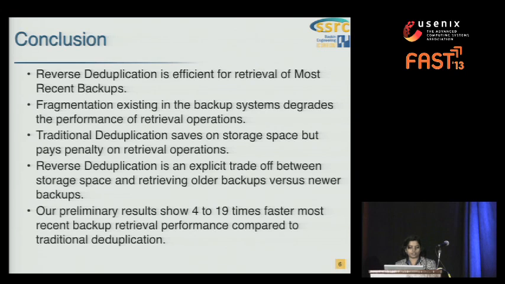And the conclusion here is reverse deduplication is designed for retrieval of most recent backups. We know fragmentation exists in backup systems and it degrades the performance of retrieval operations. And traditional deduplication saves on storage space because we are not storing the whole backups, but we pay a penalty on retrieval operations. Reverse deduplication is an explicit trade-off between storage space and retrieving older backups versus newer backups.